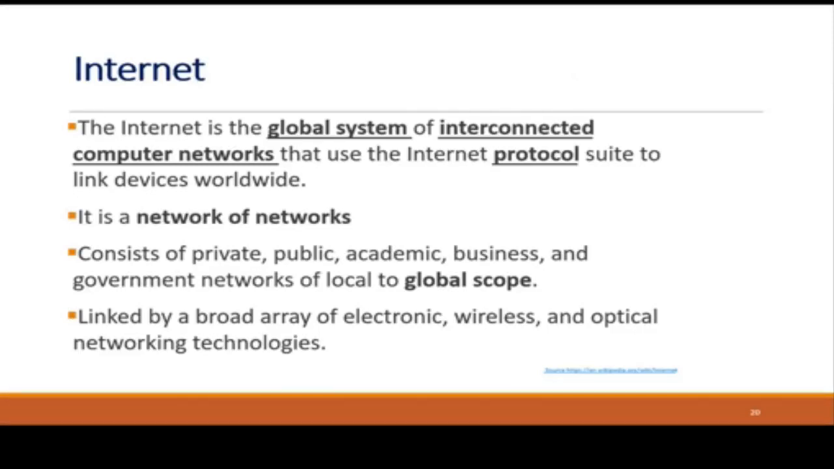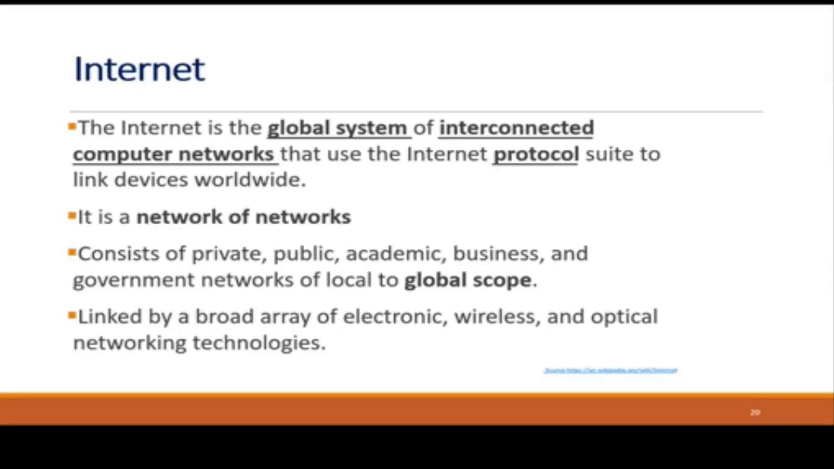The internet is a global system. LAN, MAN, and WAN are local systems, but the internet is a global system. It's a network of networks. There can be private networks, public networks, business networks, academic networks, and government networks. Local to global, it keeps getting huge. And everything now is connected through the internet.